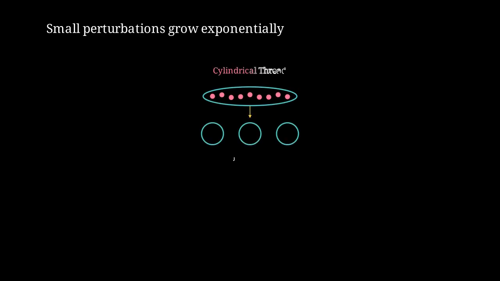A cylindrical thread of liquid develops small perturbations that grow until the thread breaks into a chain of droplets. The breakup time scales as density ρ times radius cubed divided by surface tension gamma.